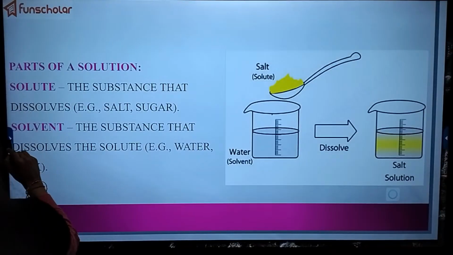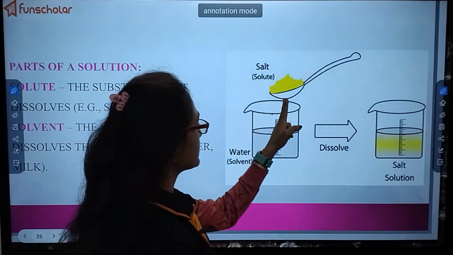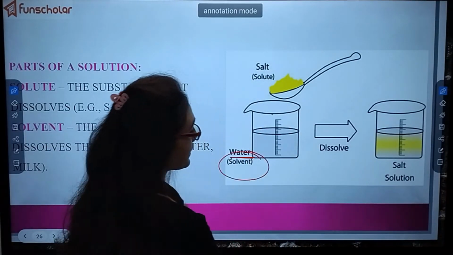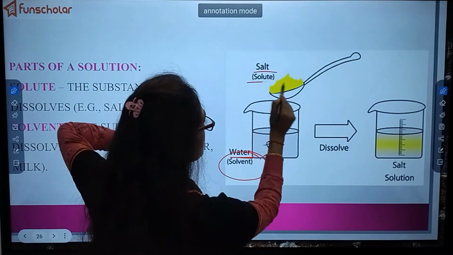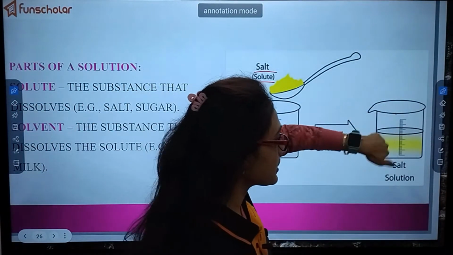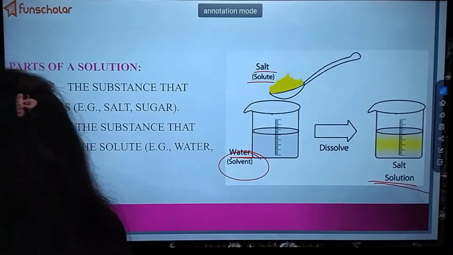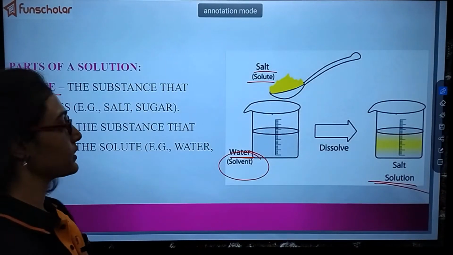See, parts of solution. I have already told you the greater part, that is water, is solvent. The smaller part is solute, and what is formed after we mix both? They form solution. So what are the parts? Solute and solvent. Okay.